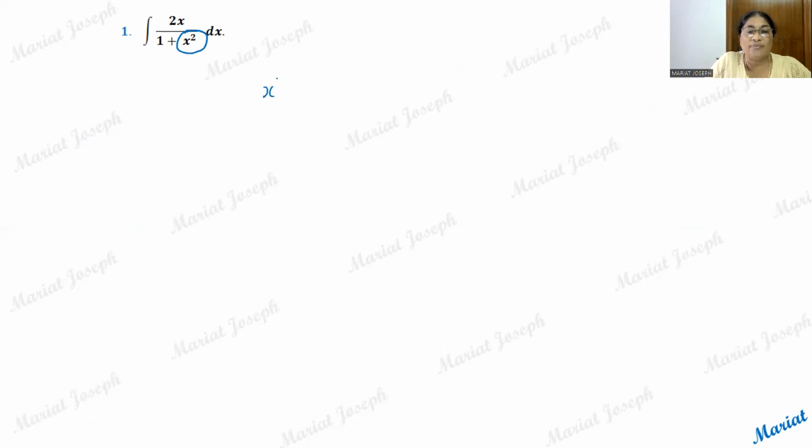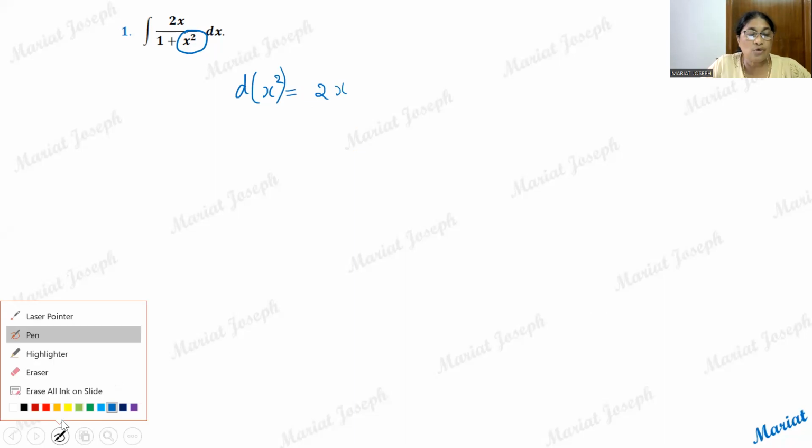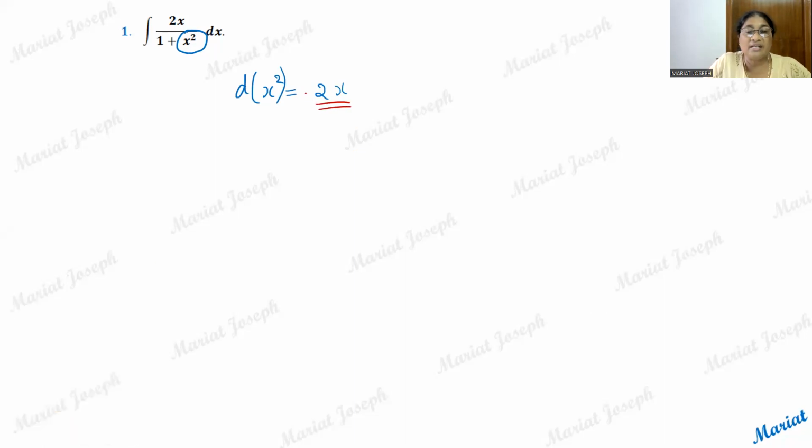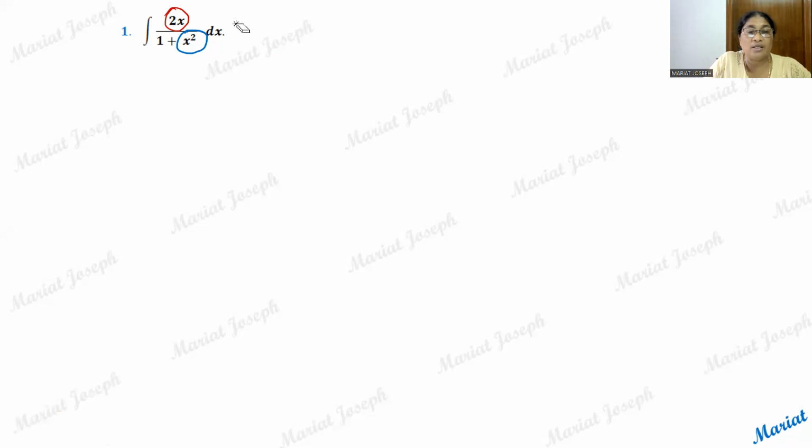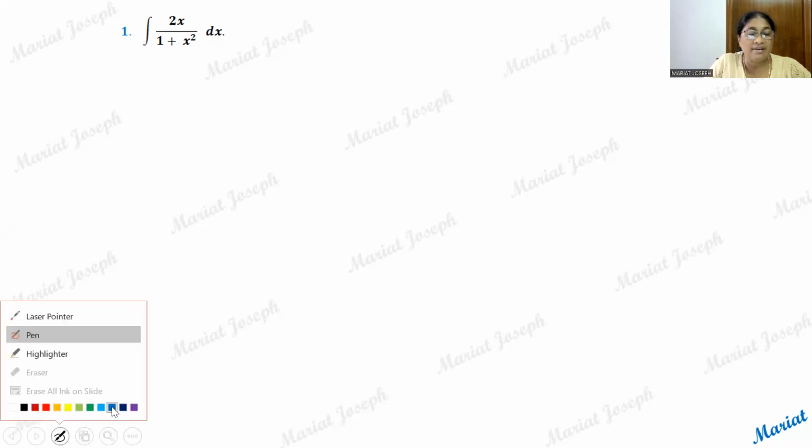What is the derivative of x square? Joylin, what is the derivative of x square? d by dx of x square. Derivative of x square is 2x. Now you can see this derivative is present in the numerator. Because of that, we are going to substitute u equal to x square.